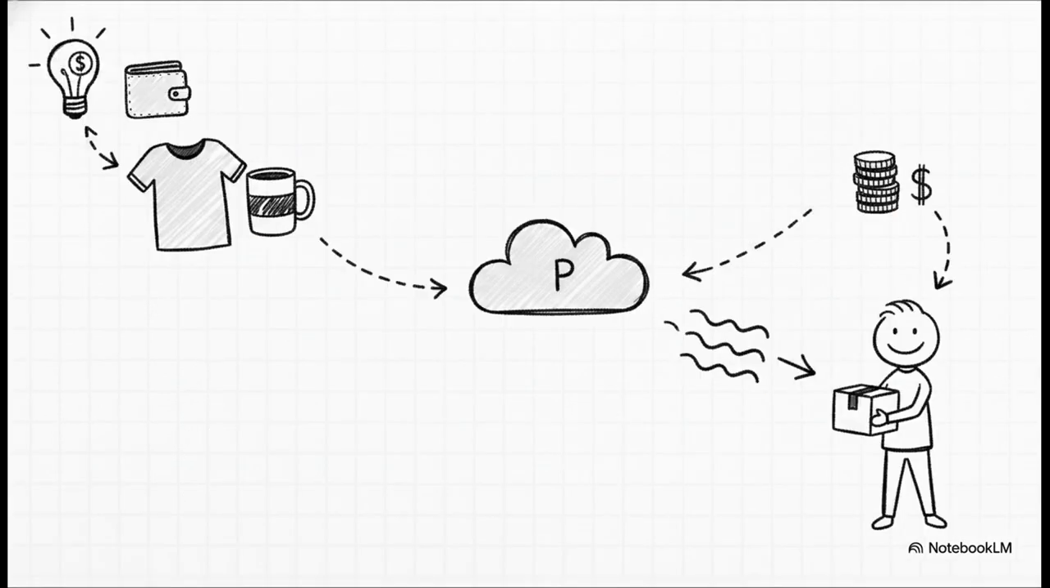Which brings us right to our core definition. Print on demand is just a beautifully clean business model. You design a product once, just one single time, and every single time it sells, a third-party platform swoops in, they print the physical item, they ship it directly to your buyer, and then they pay you. The whole beauty of how this works is that your only real investment is your time and your creativity.